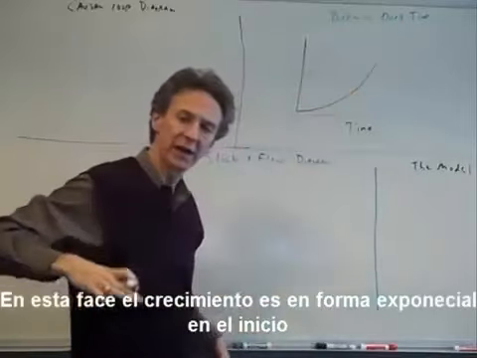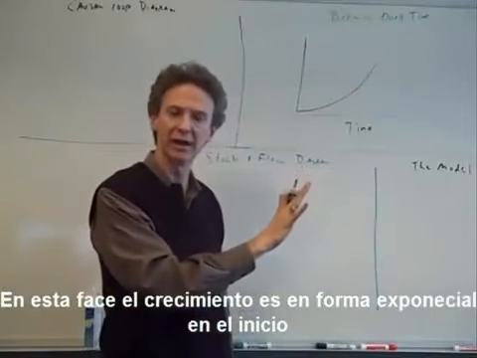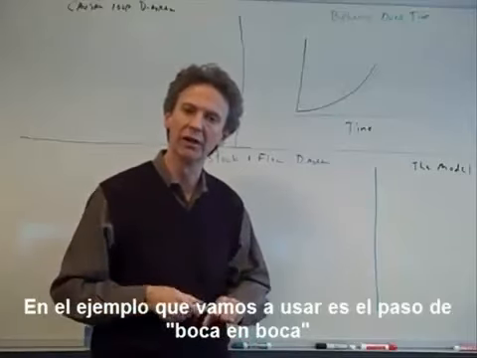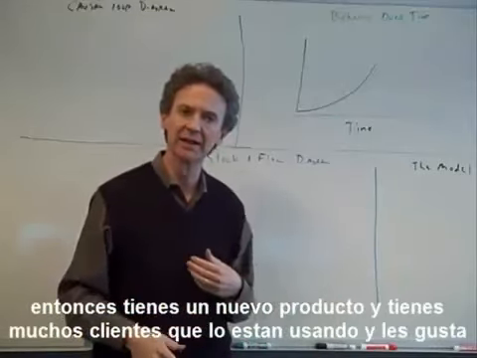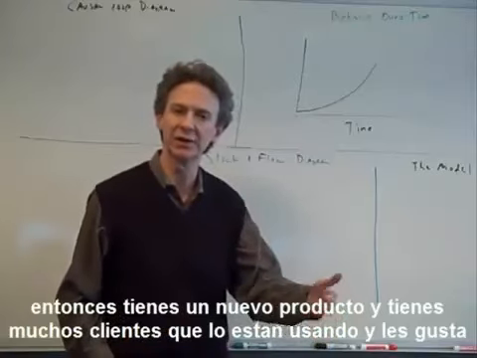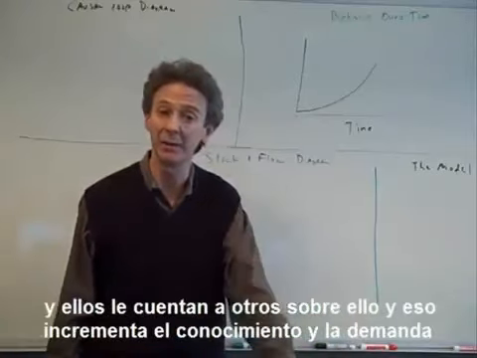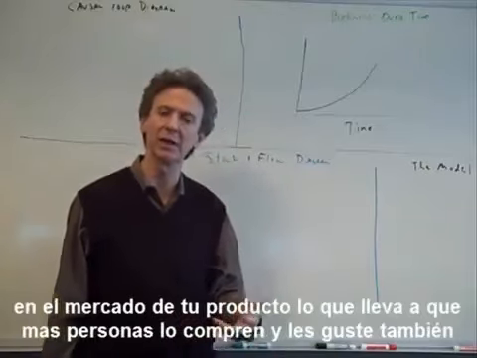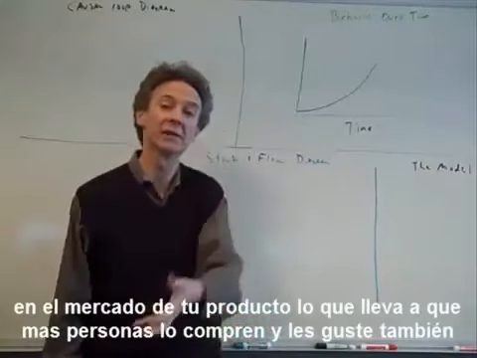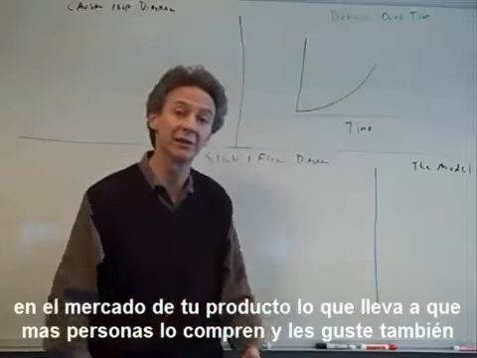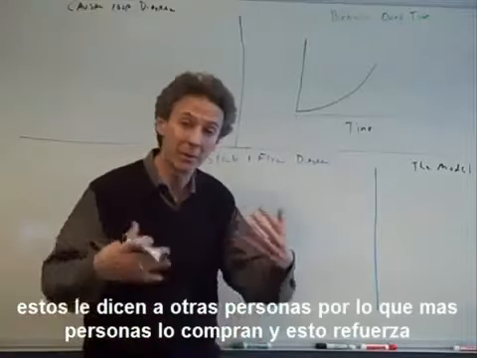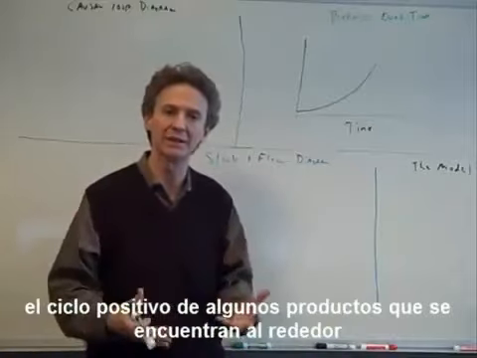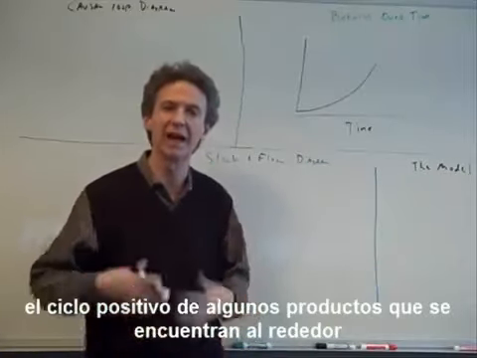It has a phase of exponential growth in the beginning. And the example we're going to use is word of mouth growth. So you have a new product, you get a bunch of customers using it, they like it, they tell other people about it. That increases the understanding and desire in the marketplace for your product. That eventually drives more people to buy. They like it too, they tell more people, more people buy, and it's kind of this reinforcing positive cycle of some new product that's on a roll.